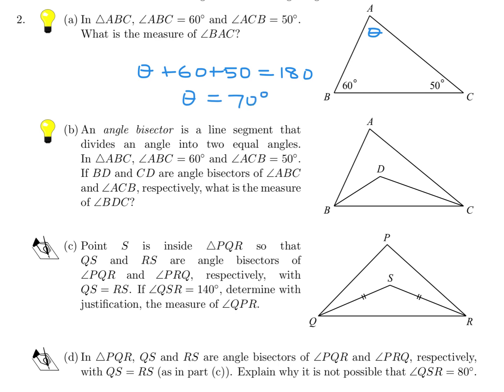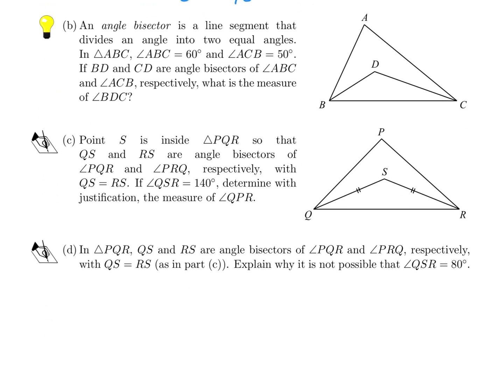The next one: an angle bisector is a line segment that divides an angle into 2 equal angles. In triangle ABC, angle ABC is 60, angle ACB is 50. If BD and CD are angle bisectors of ABC and ACB respectively, what is the measure of BDC? All right, so ABC is 60, so that bisector divides it into 30 and 30. ACB is 50, so that bisector divides it into 25 and 25.